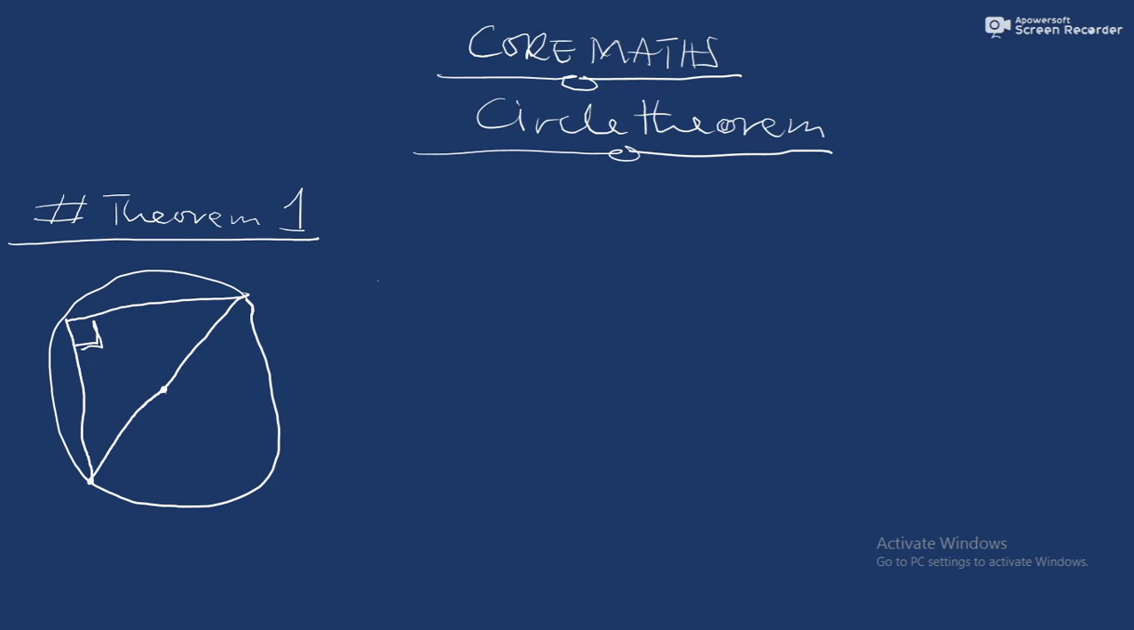So it can be from here also, this one, this one. This angle formed here will be exactly 90 degrees. So that is the first theorem. The same can apply here. The diameter, this subtending this. So this angle too is a 90 degrees angle. So that is the first theorem.